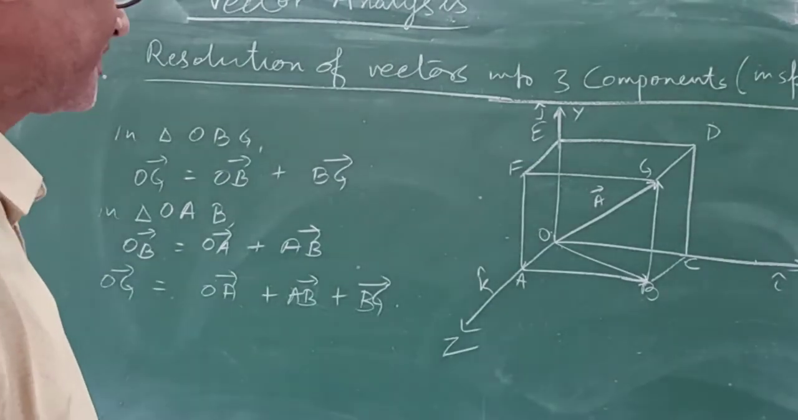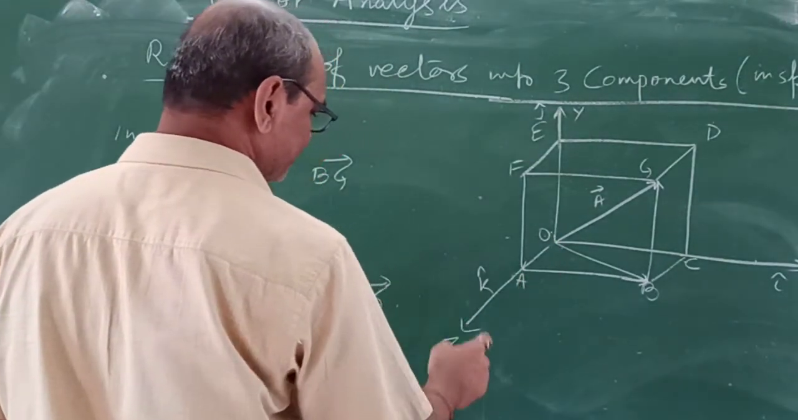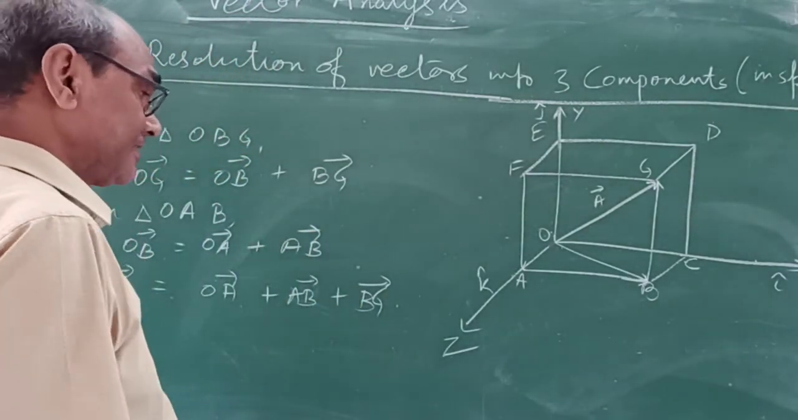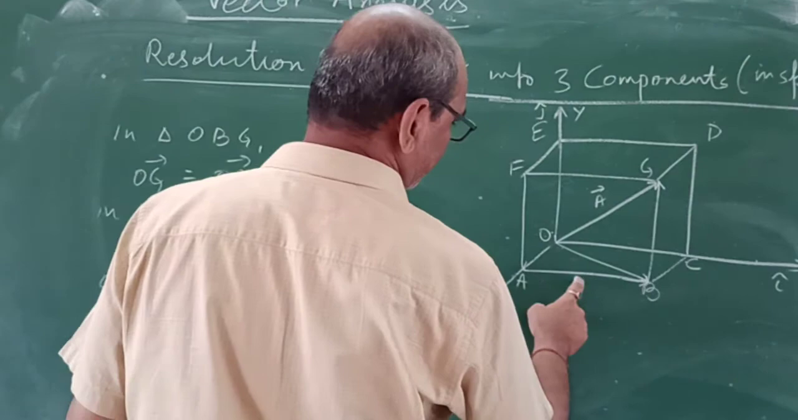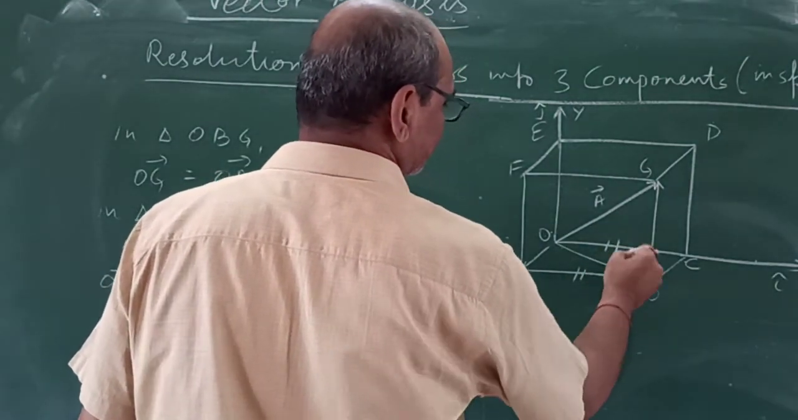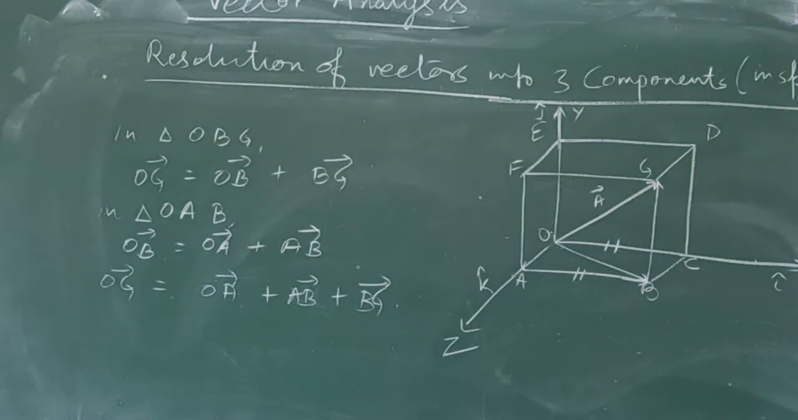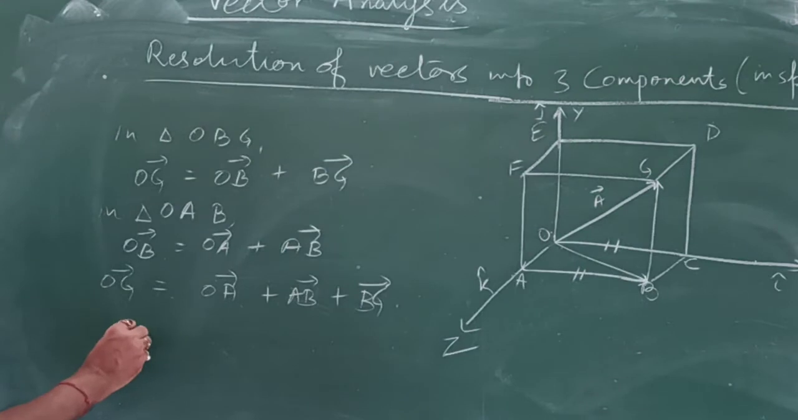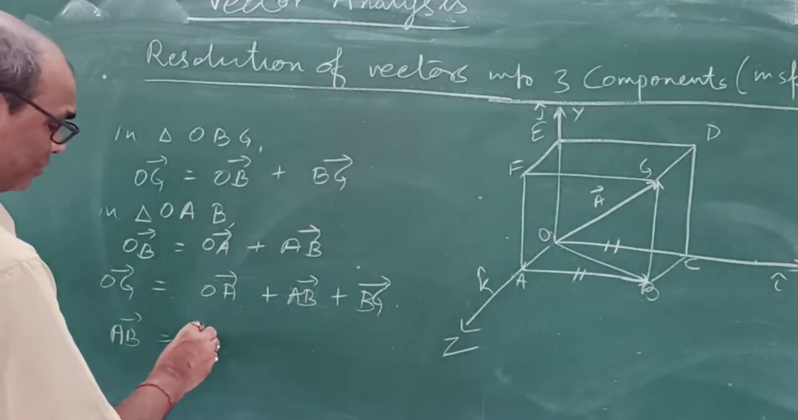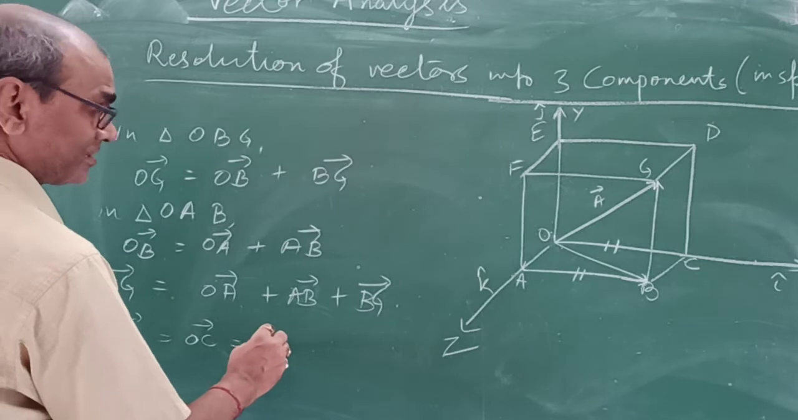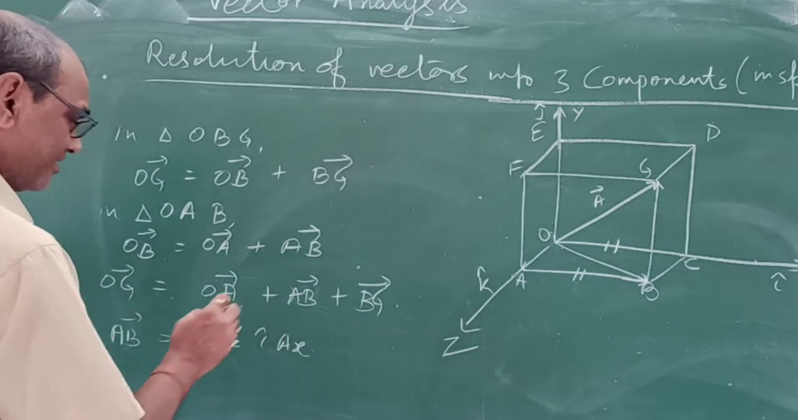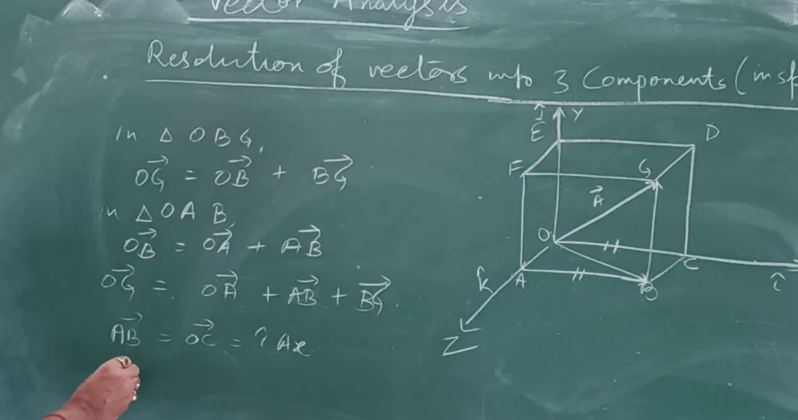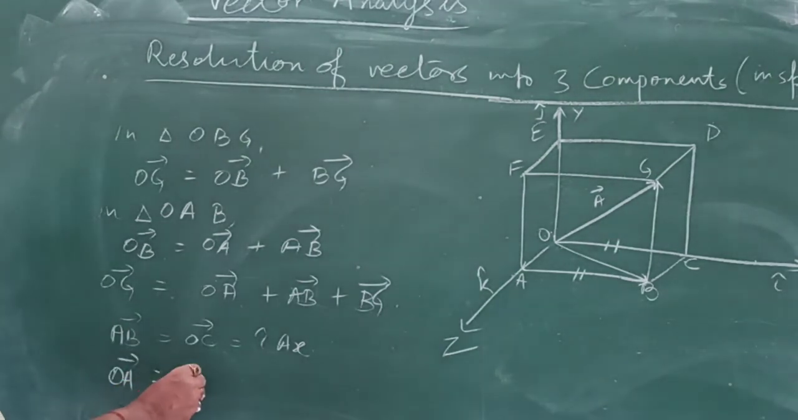Now, you see in this figure, OA is along which axis? Along the z-axis. AB line is parallel and equal to OC. In a rectangle, opposite sides are parallel and equal. Therefore, AB is equal to OC is equal to i cap Ax along the x-axis. OA is equal to k cap Az, because we point it as the z-axis.